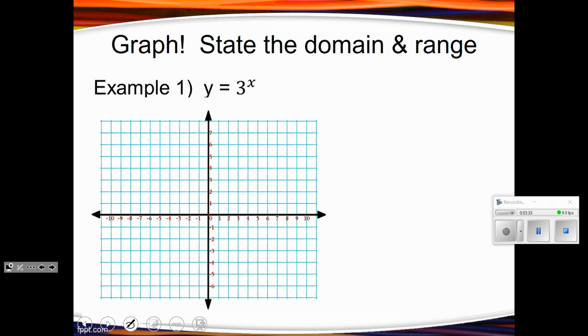All right, so let's look at our first example, and we're going to graph this. So I hope you have your calculator with you. What we're going to do is put this into our calculator, y equals 3 raised to the x. And I'm going to graph. I'm going to go to my table, and I'm going to get some points. So I've got some good points here at 0, 1, 1, 3, over 2 and up 9.